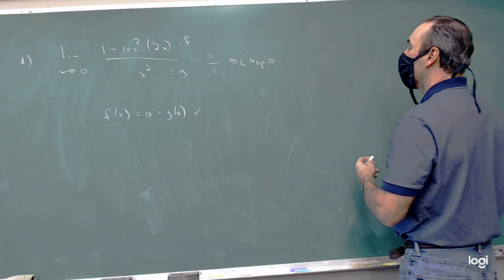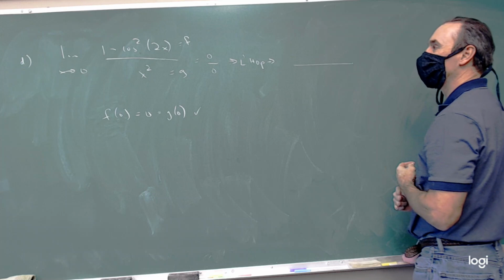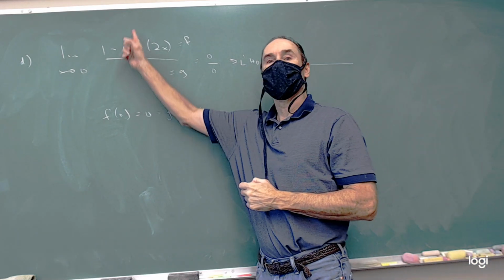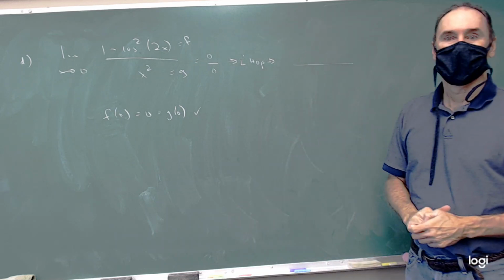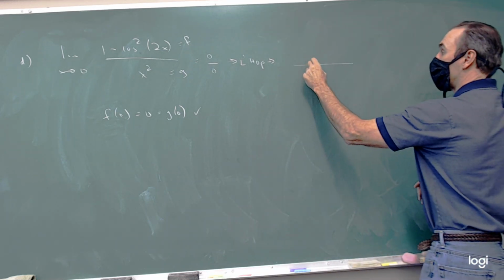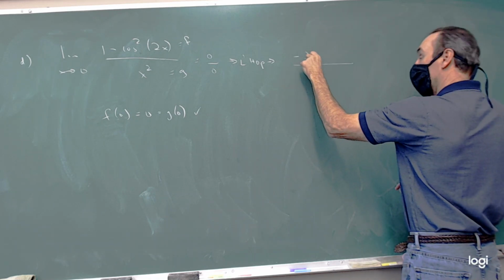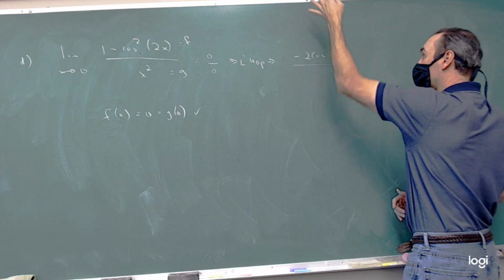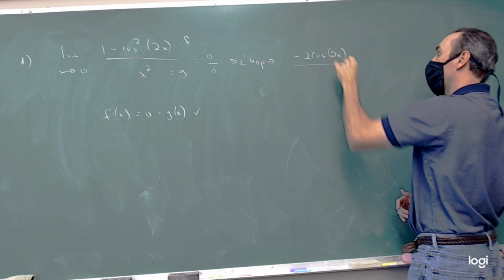Triple chain. It is indeed. So we have a 3-link chain there: 2x inside a cosine inside a square function. So starting with the derivative of the square, that's going to be negative, because the negative's still there with it right now. So a negative 2 cosine to the first of 2x.